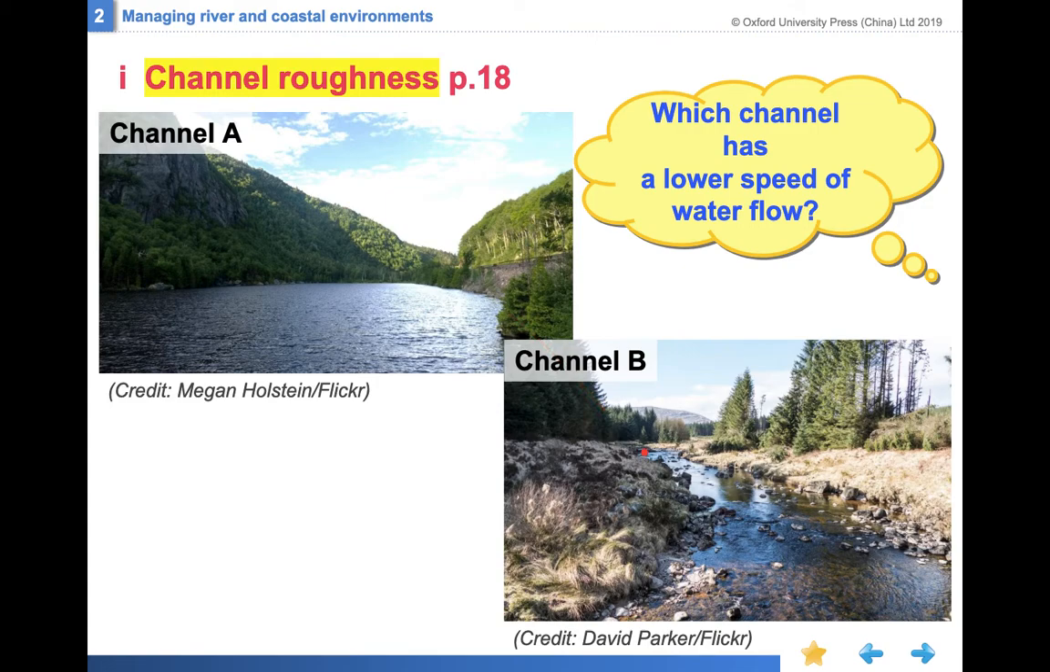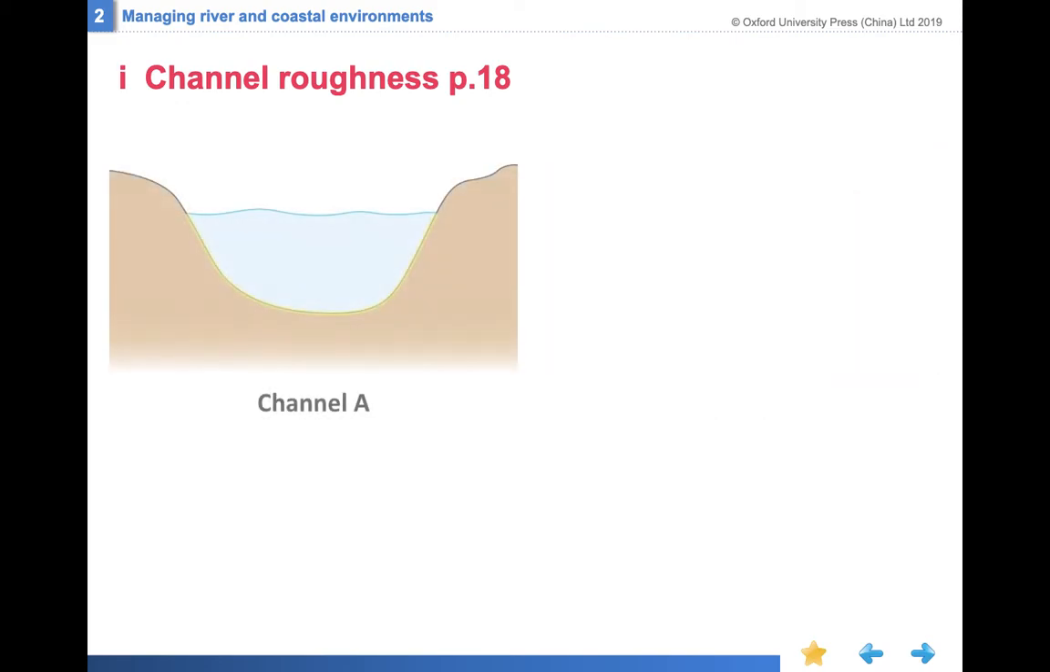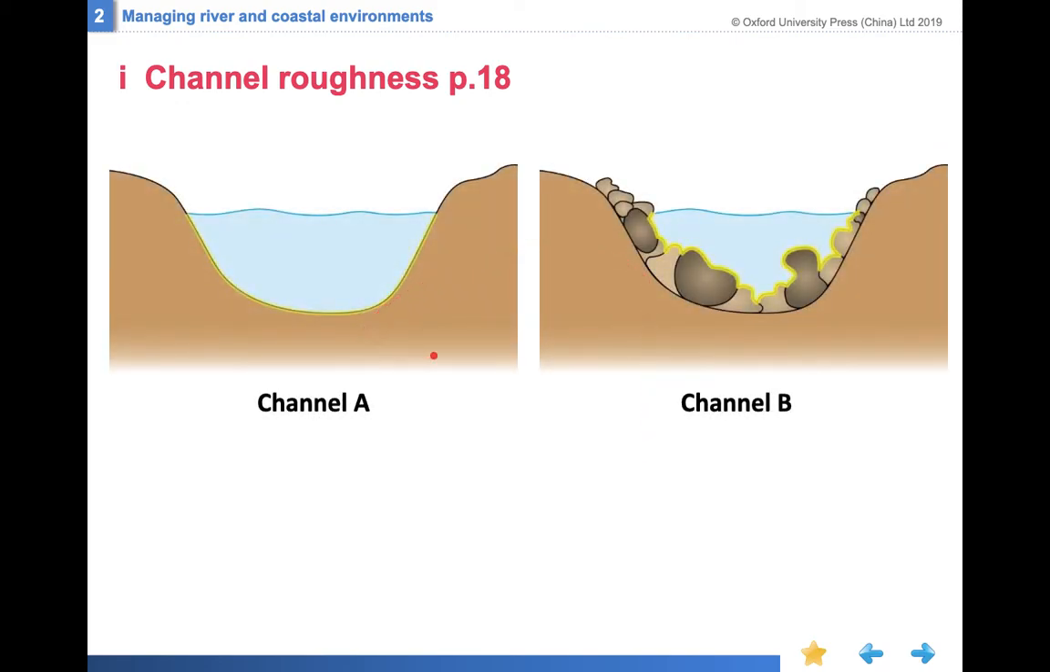So here is channel A and B, the cross section. As you can see, here is very smooth, the wetted perimeter is about 22 meters, while for here it's very rough.